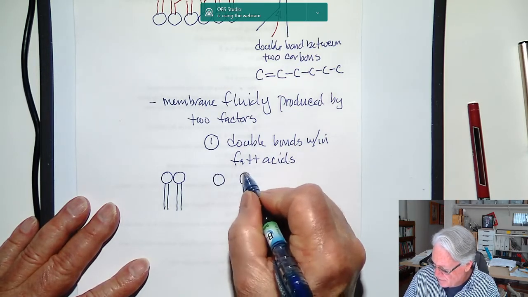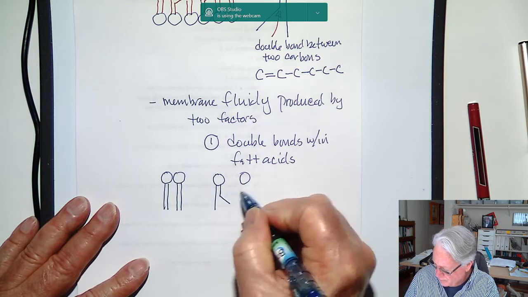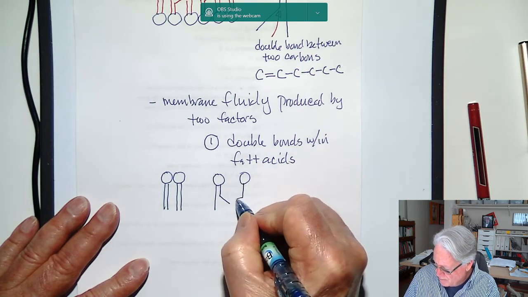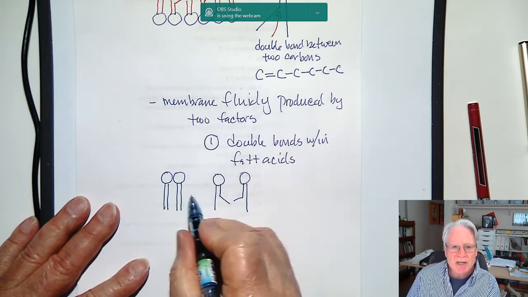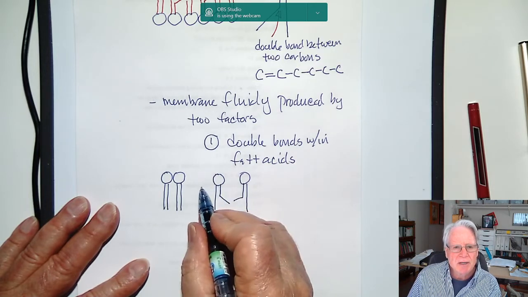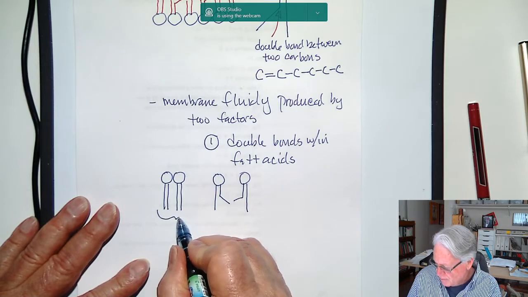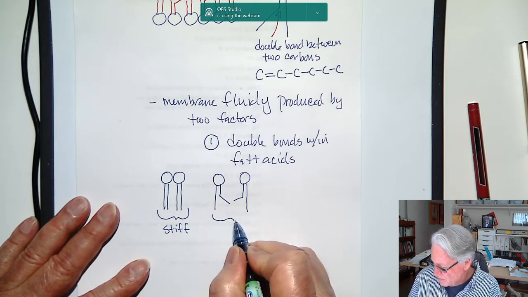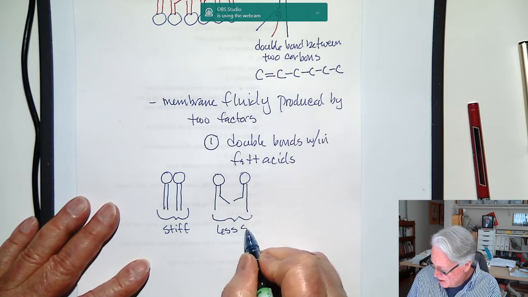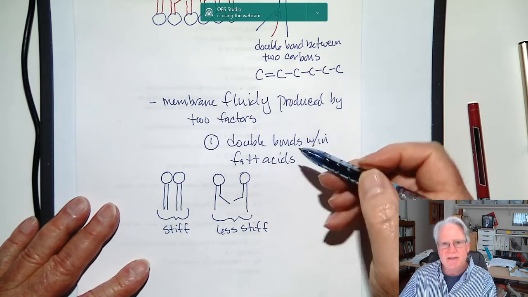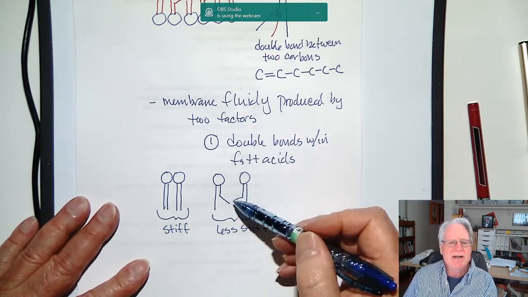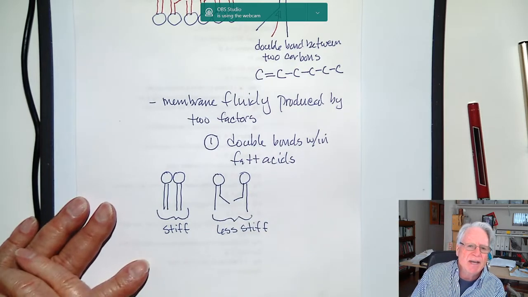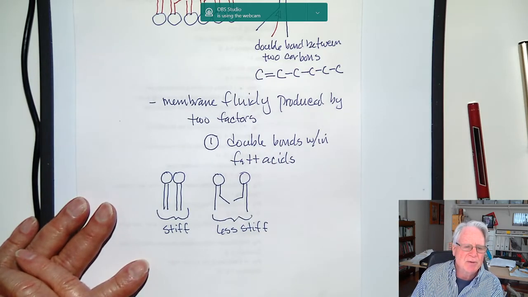But if I have a fatty acid with the bonds, see, they get pushed further apart. So this becomes stiff, and this is less stiff. And so some of the fluidity in the membrane is the result of these double bonds and these little kinks in the fatty acids pushing the molecules further apart from each other and making them more fluid and more flexible. Okay.